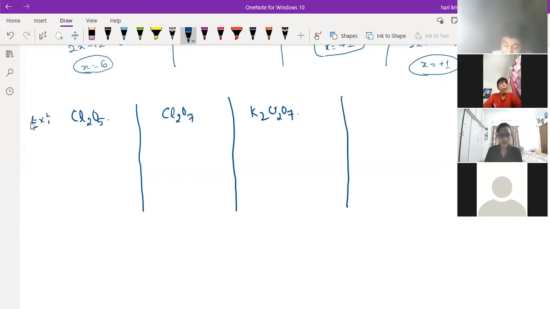Next. Pranav. Sir, oxygen has an oxidation number of -2, but in a peroxide it has -1. In the peroxide form, it will show -1. In the oxide form, it will show -2. Very good. What about the hydrogen?